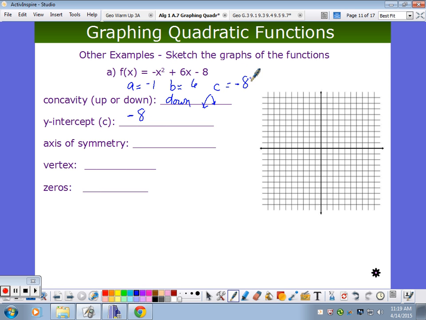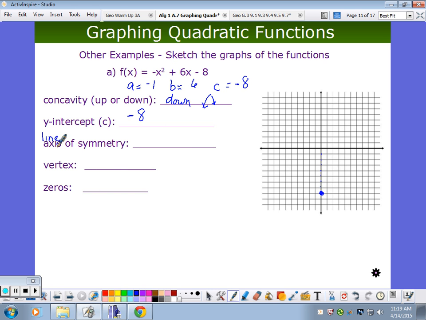-8. It's always this value C because x is 0. So let's graph it. 2, 3, 4, 5, 6, 7, 8. I think that's the right one. Sometimes I've been missing that. Okay, I'm looking for that axis line.